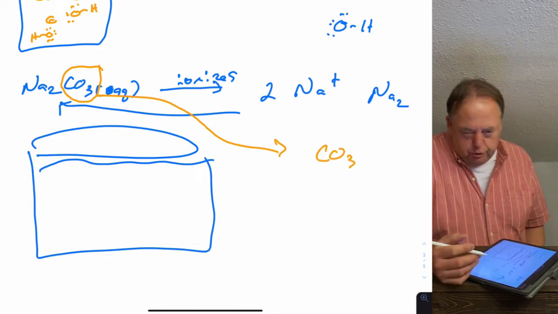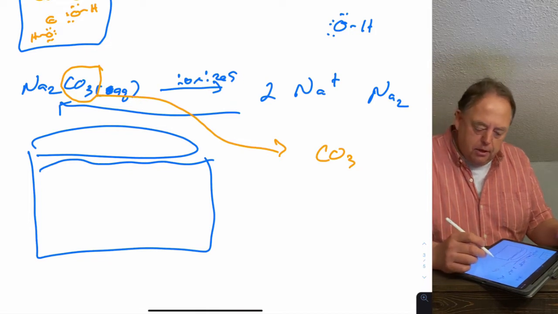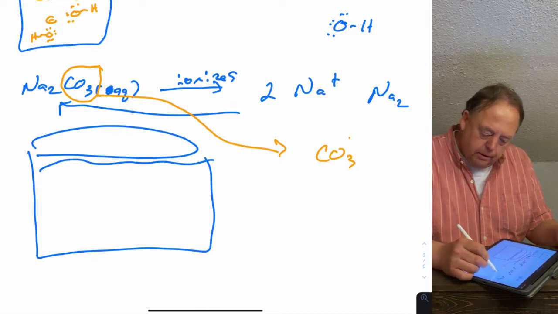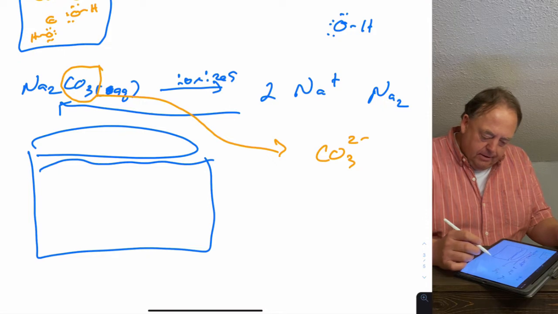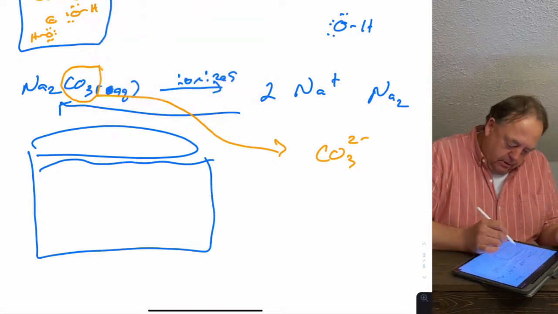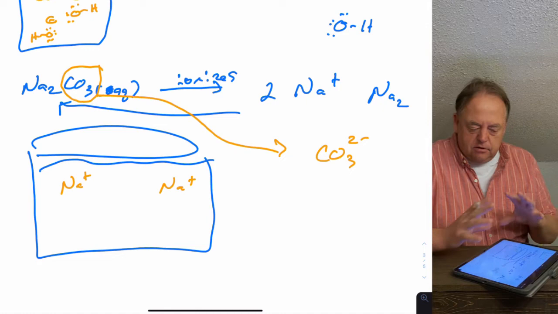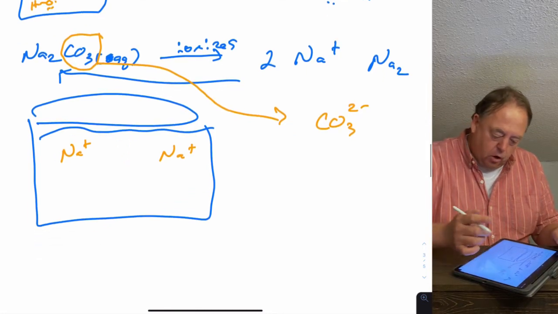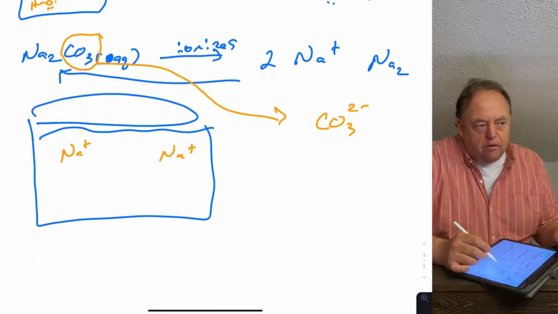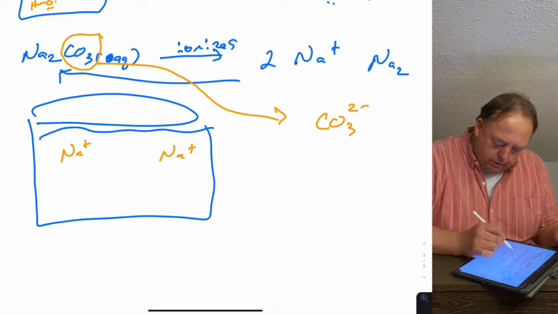And of course you should hopefully memorize back in chapter 2 the charge on these things. So carbonate is 2 negative charge. Okay, so when sodium carbonate dissolves in water, for every single sodium carbonate that dissolves, you would get 2 sodium cations floating around, and then you would get a carbonate. And based on what we covered back in chapter 10, you could draw the Lewis dot structure for carbonate if you really wanted to know what this looks like at the atomic level.